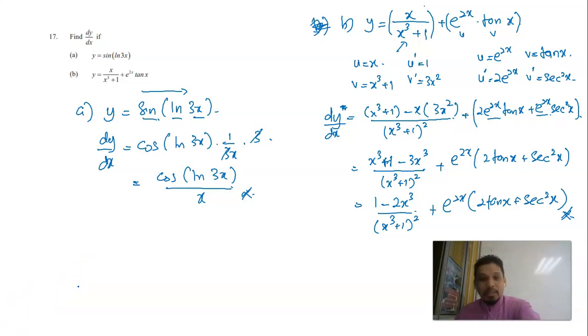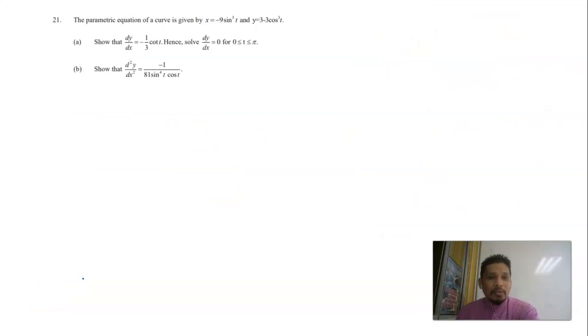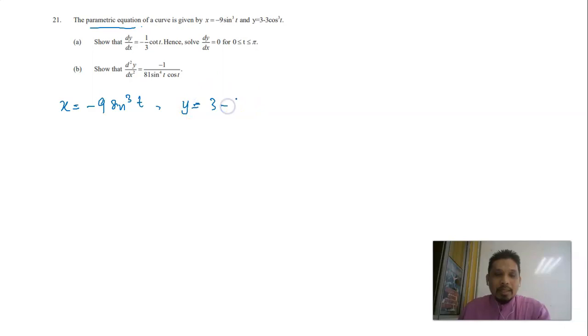Okay, question 17, 21 and 32. Okay, now a question on parametric equations. They give x equal to negative 9 sine cubed t and y equal to 3 minus 3 cos cubed t. Show that dy/dx is given here and then solve dy/dx equal to 0 for t between 0 and pi.